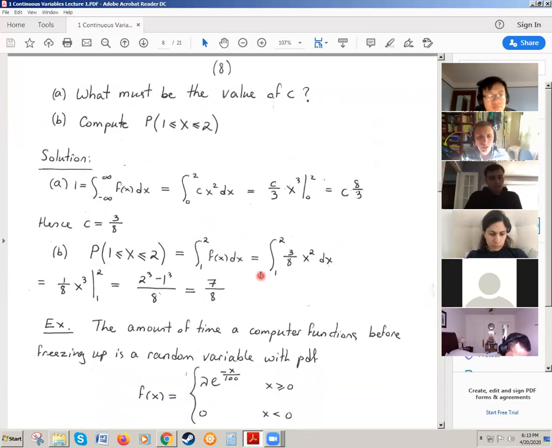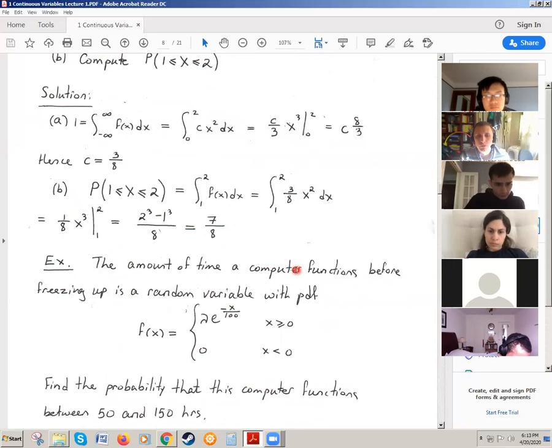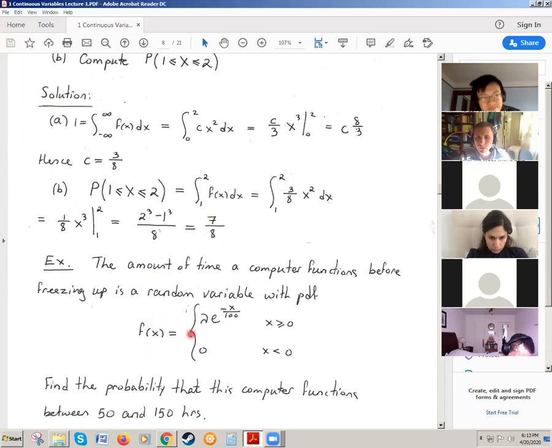Good. So here is another example of the same type. You have a computer that you keep running, and let's say the density function that it will run for X amount of time is lambda e to the minus X divided by 100. That means simply how long it will run before the computer freezes. So I want you to calculate the probability the computer will work between 50 and 150 hours.